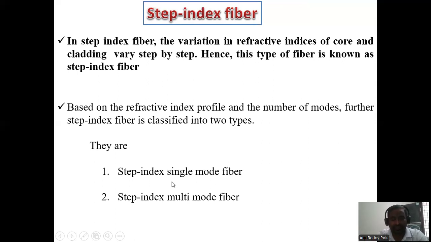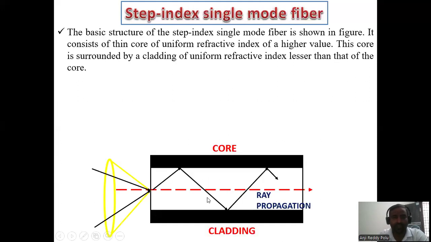In this topic we are going to discuss all three: first step index single mode fiber, second step index multi mode fiber, third graded index fiber. First is the step index single mode fiber. This is the diagram of the structure of step index single mode fiber. Single mode means inside the core only one light ray is traveling. There is only one mode of transmission.